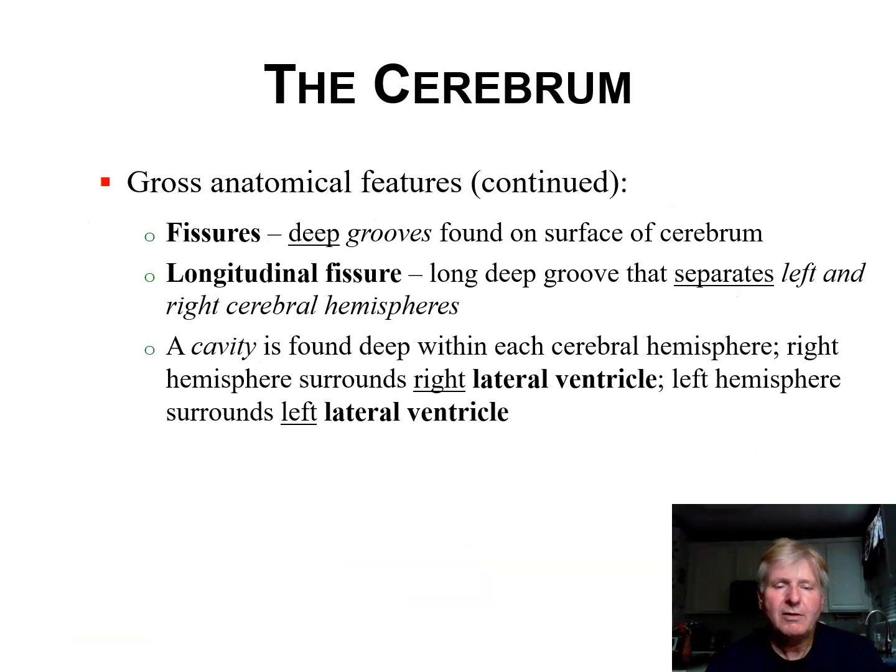Okay? And then you have deep grooves called fissures, and they're found also on the surface of the cerebrum. The deepest of the fissures is the longitudinal fissure, and this is the groove that separates the left and right cerebral hemispheres. And you have cavities found deep within each cerebral hemisphere. The right hemisphere surrounds the right lateral ventricle, and the left hemisphere surrounds the left lateral ventricle.